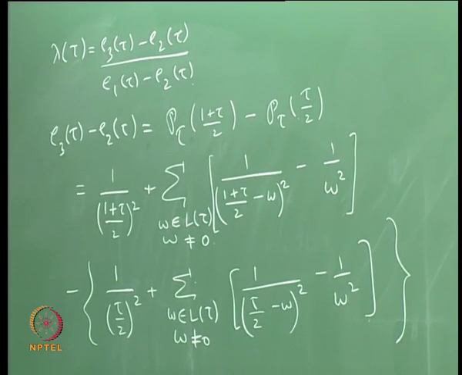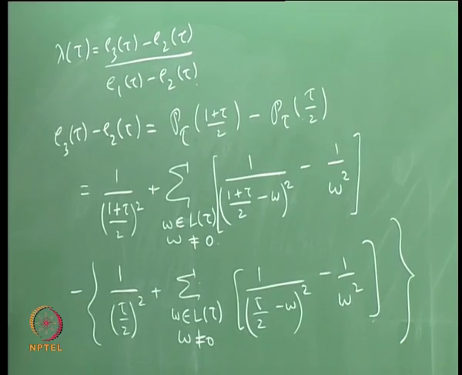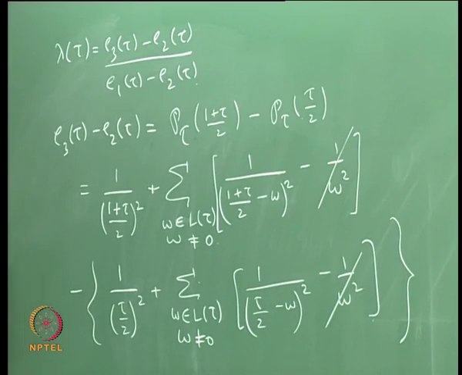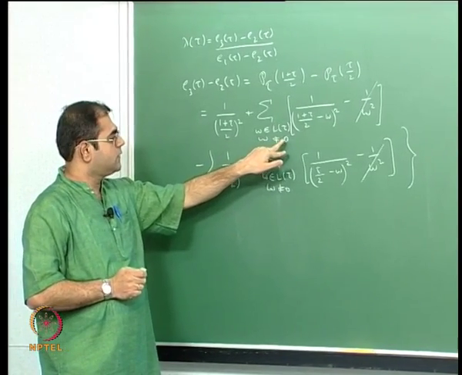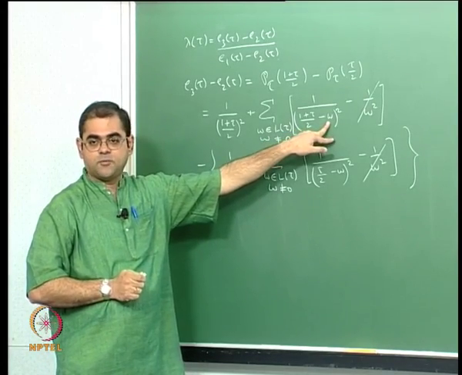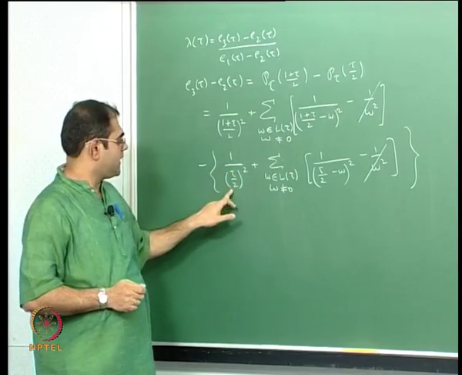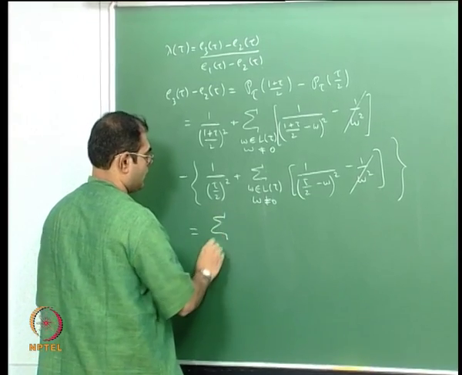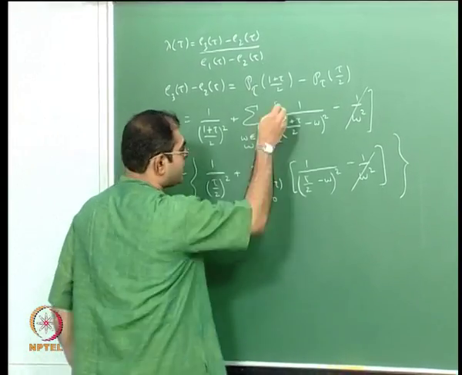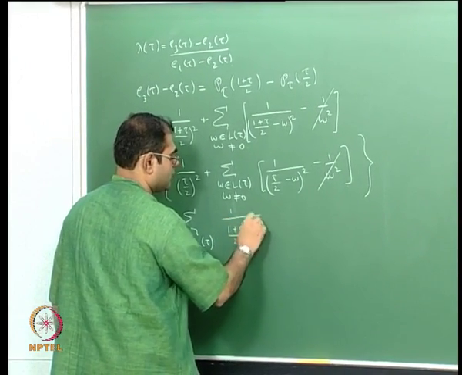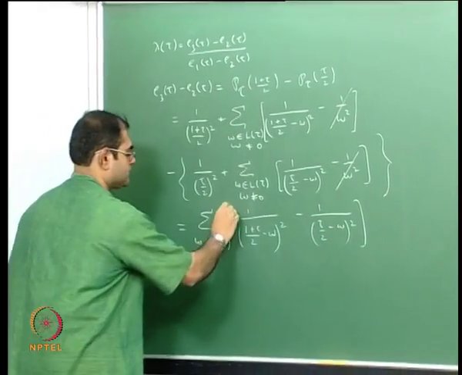All these series are uniformly convergent, and in fact I can get rid of these terms. You can notice that when I put omega equal to 0 here, I get this term. So I can push this term also into the summation and remove the restriction that omega is not 0. The same thing can be done here. So this simplifies to summation over omega in L of tau, now with the restriction omega not 0 removed, of 1 by ((1 plus tau) by 2 minus omega) the whole squared minus 1 by (tau by 2 minus omega) the whole squared. So this is what I get.